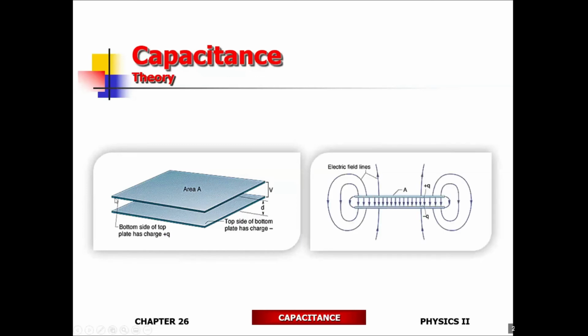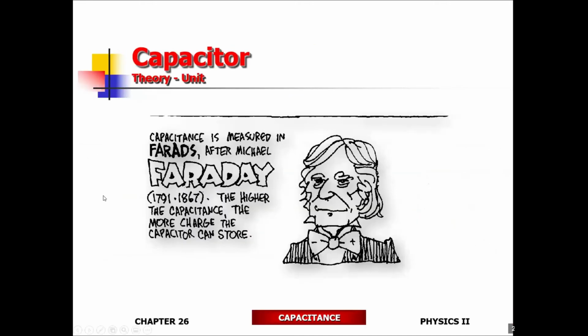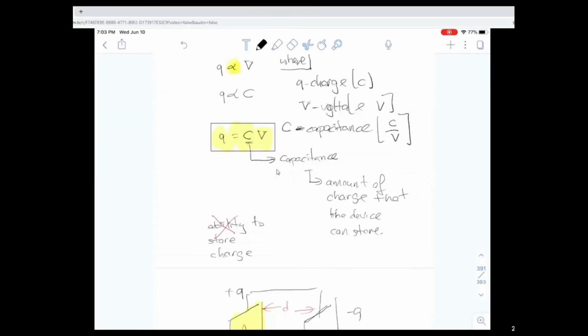So the ability to hold a charge for a charge storage device depends on the surface area, the size of the areas. Also, it's inversely related to the separation distance. The unit is called F. F stands for farads. Farad is short for Faraday. So instead of using coulombs per volts, we will use F. F stands for farads.